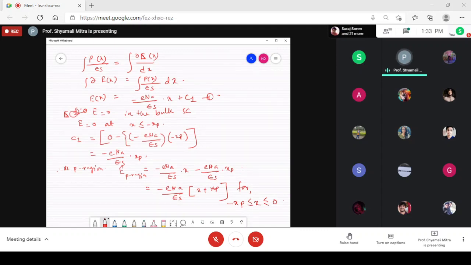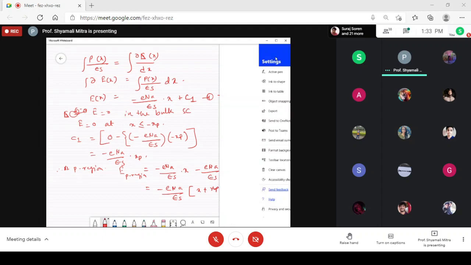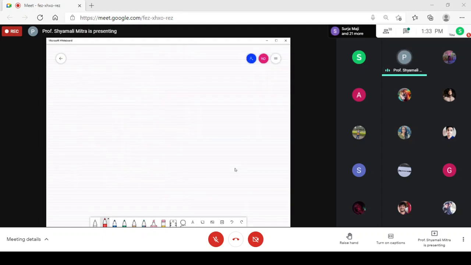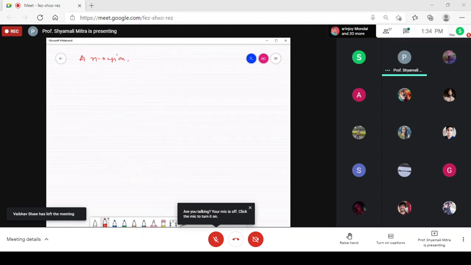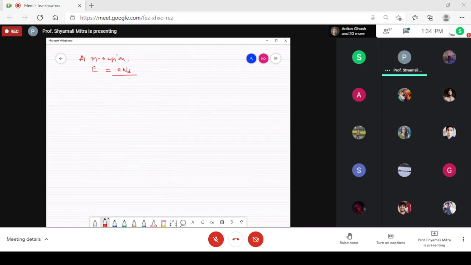Similarly, for the n region, I'll just derive it. At the n region, E is equal to qN_D divided by epsilon_s times x plus C2. Similarly, C2 is the constant of integration at x greater than or equal to x_n.